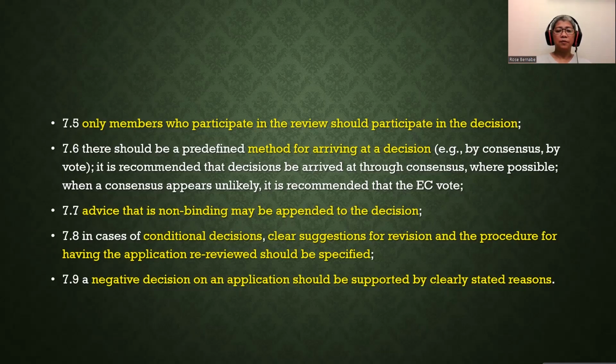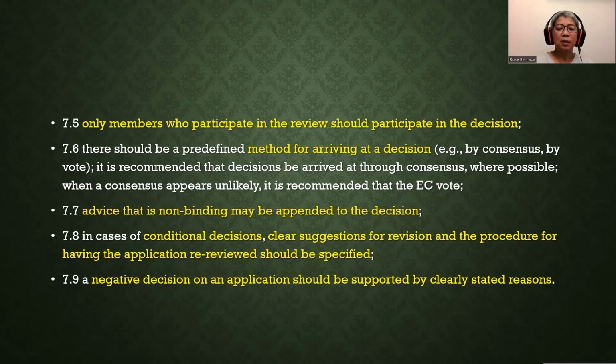There should be a predefined method for arriving at the decision, whether it's by consensus or by voting. Of course, ideally, the consensus is reached after a discussion, but there might be really rare, difficult instances when a voting is necessary because a consensus cannot be reached. In all instances, there must be first a discussion before decision making.